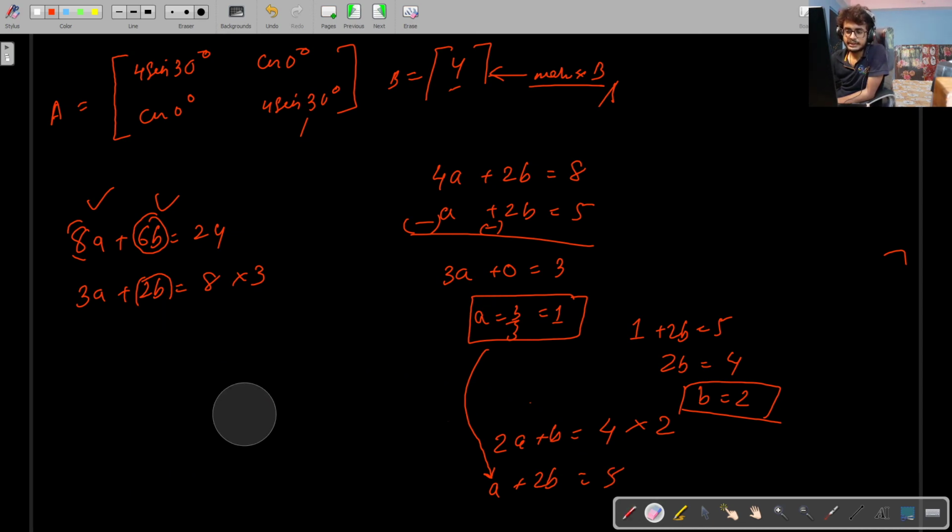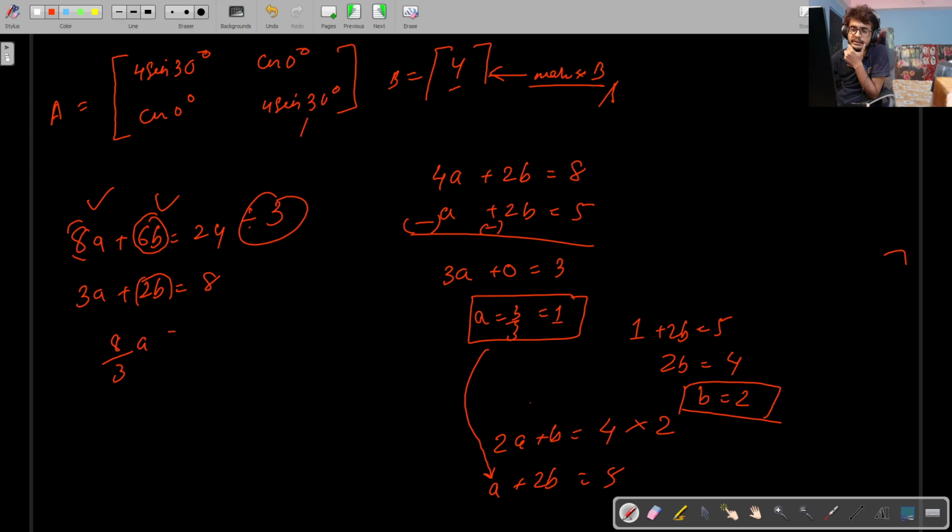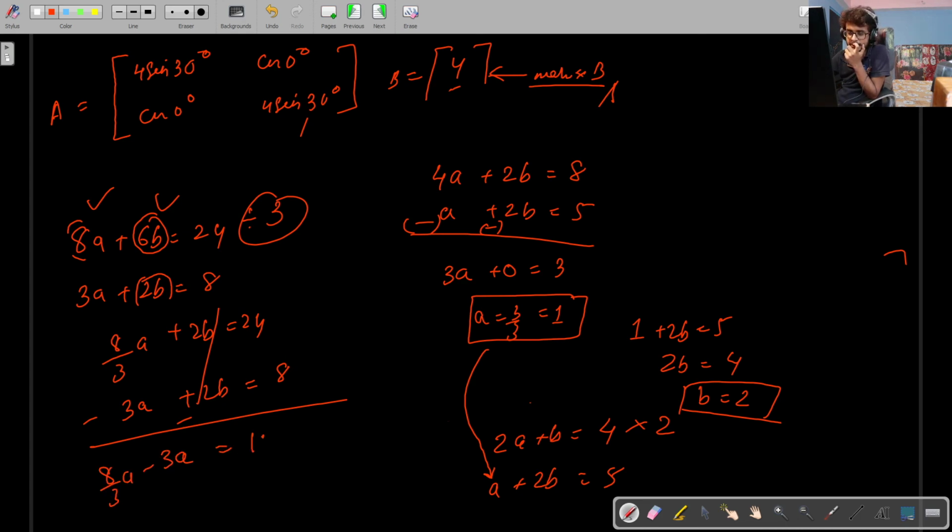The other way of doing this is dividing this entire equation by 3, so that when I divide 6 by 3 I get 2 here. Now it will be a little bit difficult because you'll get a fraction, 8 by 3, which cannot be solved easily. And you are subtracting 3a plus 2b equal to 8. So we get this will be 0. So it will be 8 by 3a minus 3a equal to 8 minus 24 is 16. So now you'll get the value of a.